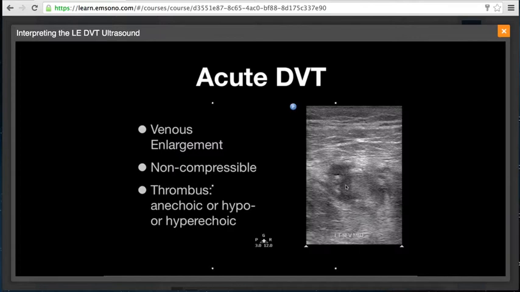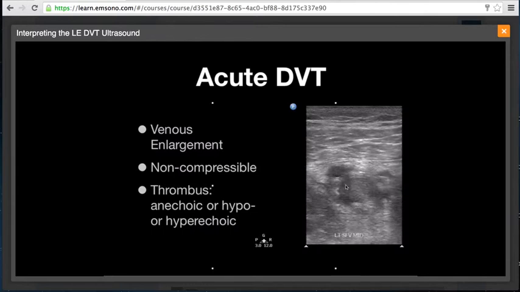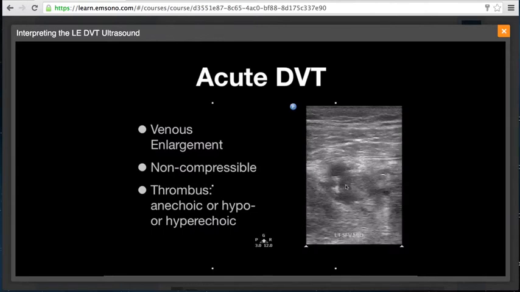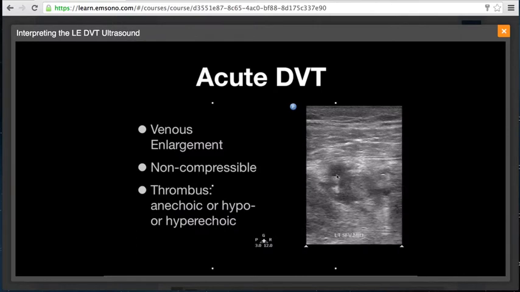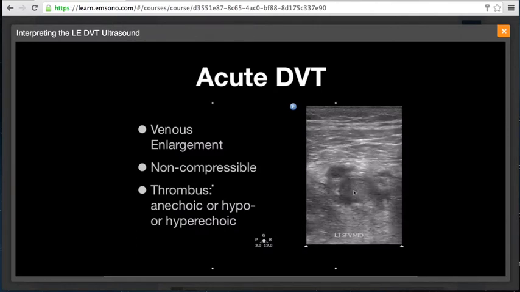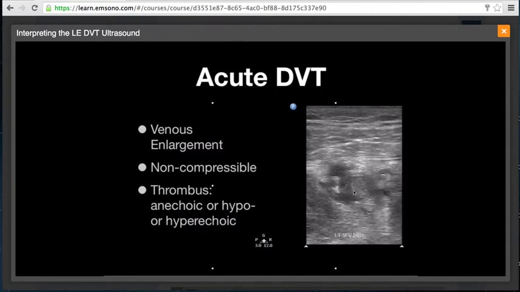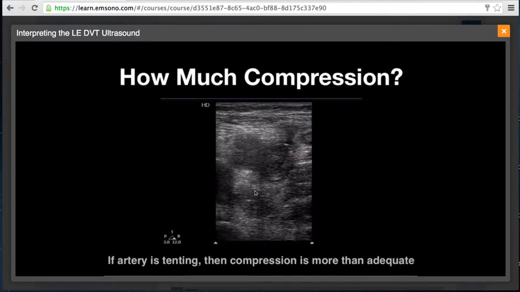to hyperechoic. Here you've got a patient with a femoral vein DVT. You can see how much larger the vein is compared to the artery, and you can see that it's filled with echogenic thrombus and it's non-compressible.